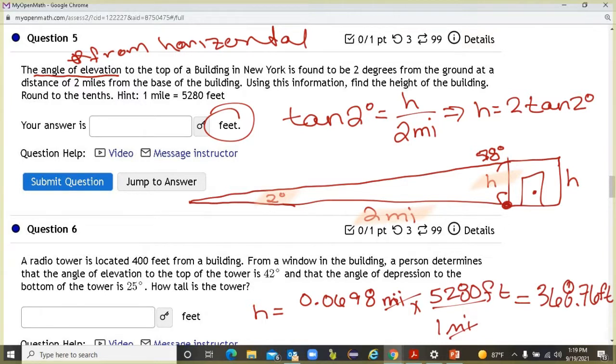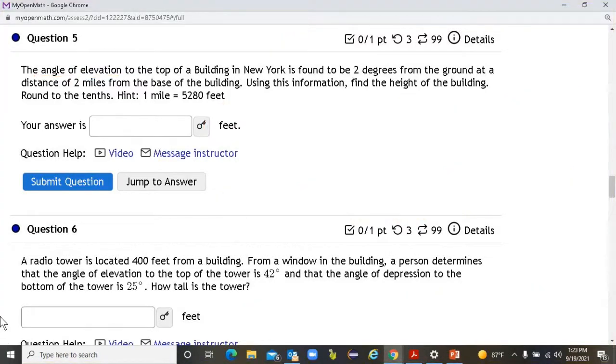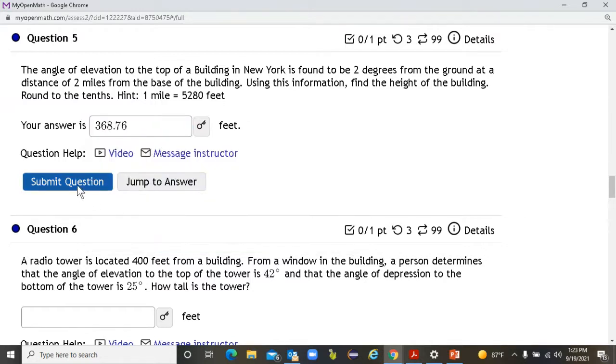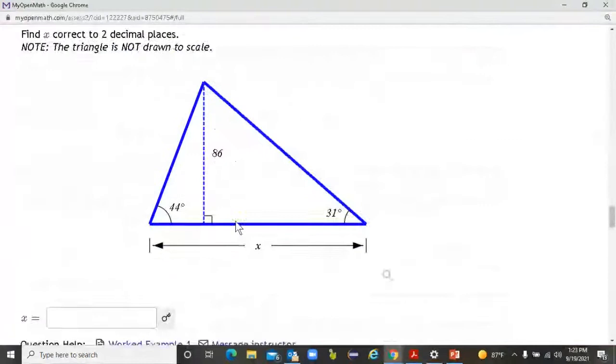But again, it's all about reading, drawing a picture, reading again, labeling the picture, and then it's just a right triangle that you can answer. So we ended up with 368.76. Again, it said feet, so be very careful.